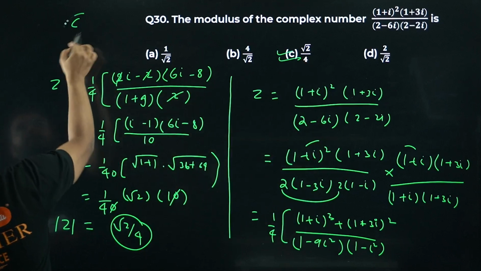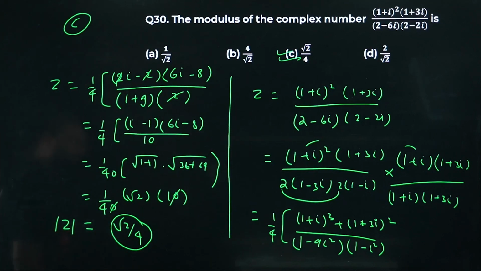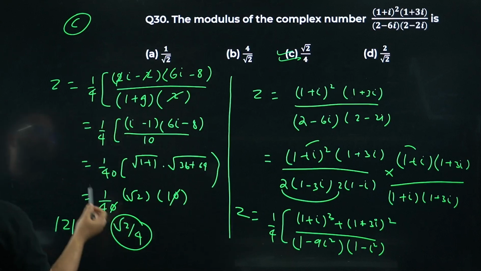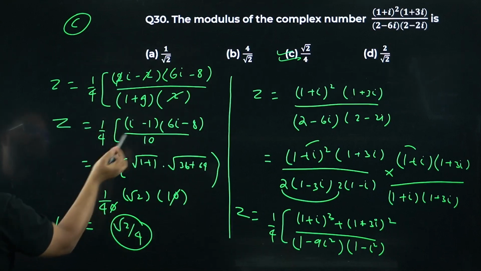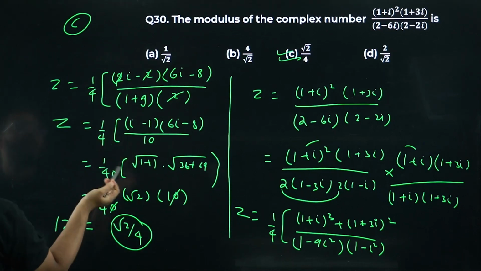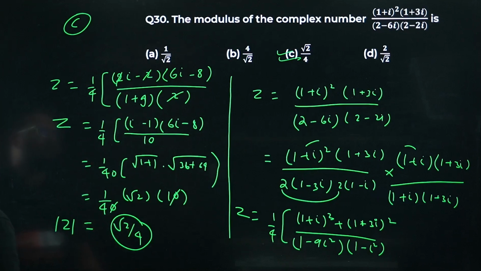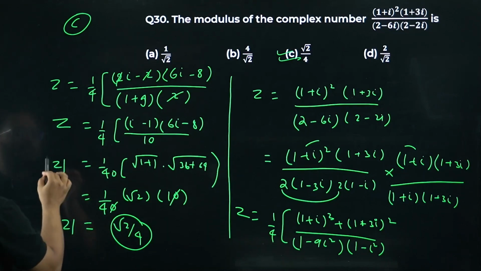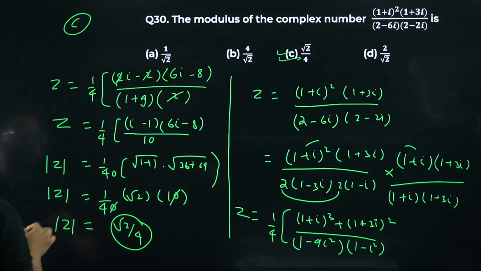I'll give you enough time to have a look. Don't worry, this is done. Please check. First, this was all to find z simplification. Till this point it is a rationalization, making this complex number in the numerator form, and from here I'm looking for modulus of z. Okay, please check. Answer will be root 2 by 4. Answer will be root 2 by 4.